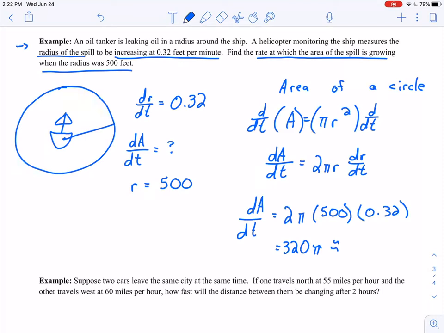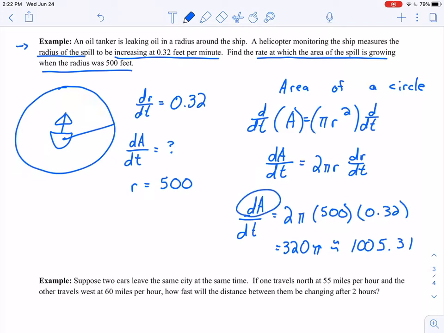Or if you wanted to give a decimal approximation here, let me just double check. I believe 320 pi is just over 1,000. Yes, 1,005.31. And again, I'd want to give a unit on here.